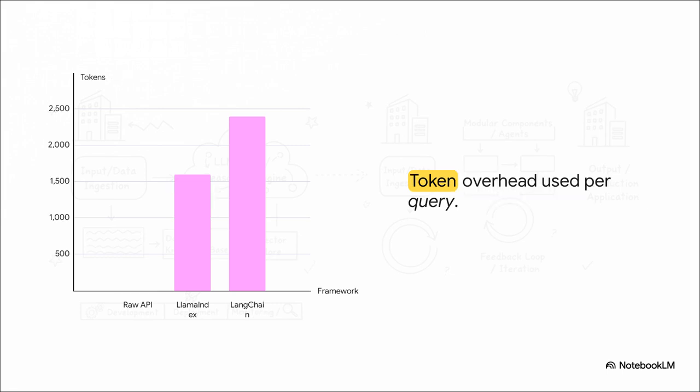Next up is the token overhead per query, and wow, the contrast here is stark. Raw APIs, zero extra tokens. LlamaIndex uses about 1.6K tokens, while LangChain uses roughly 2.4K. This perfectly shows how abstraction literally eats into your production budget. For retrieval tasks, LlamaIndex has a clear 33% advantage over LangChain. That translates to serious real-world dollars saved at scale.